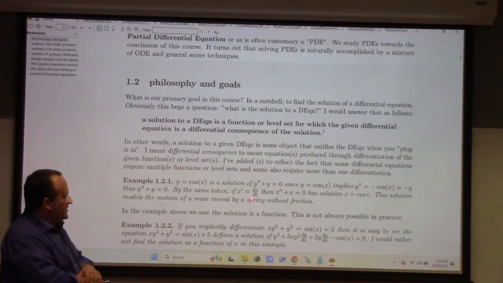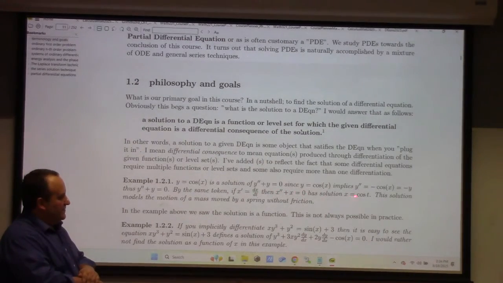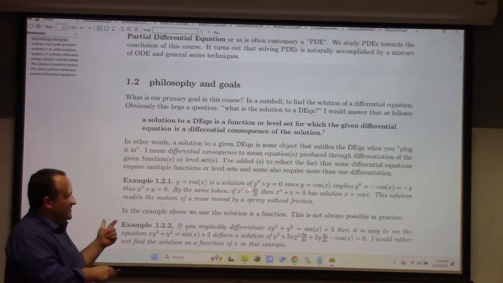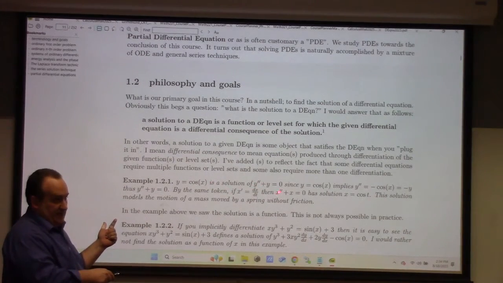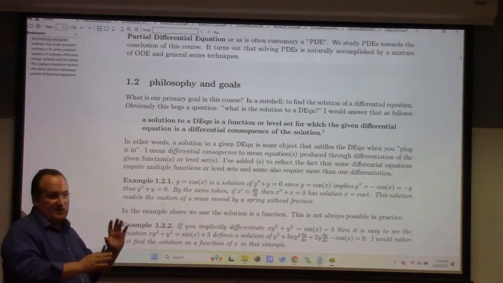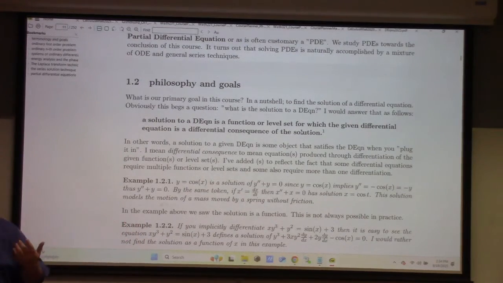By the same token, if we had x prime equals dx/dt and x double prime plus x equals 0, that also would have solution x equals cosine t, right? Same pattern, different letters. Here, the independent variable was x, the dependent variable was y. Notice here, the dependent variable is x, and the independent variable is t. So the roles of x, y and t are not sacrosanct. They change for different problems. Context matters, all right?